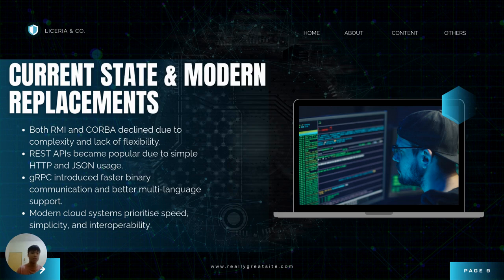So for the current state and modern replacements, these limitations led to newer technologies becoming more and more popular. REST APIs gained dominance because they are simple, fast, and support all platforms. Meanwhile, gRPC also introduced a faster binary format with better performance, and it has strong multi-language support. So these tools fit better with cloud computing and microservices.